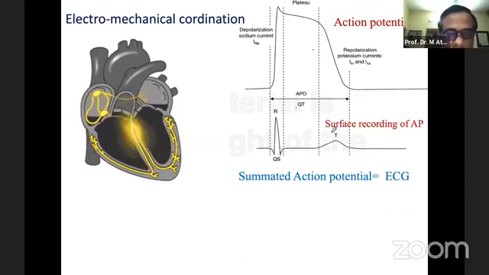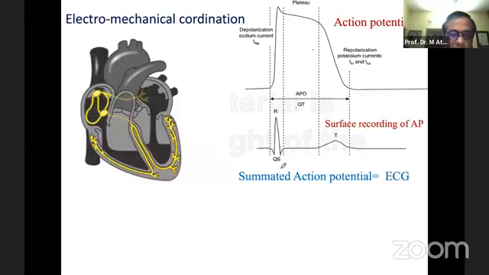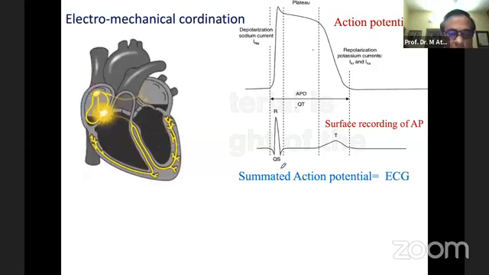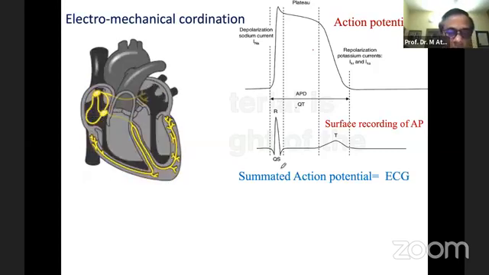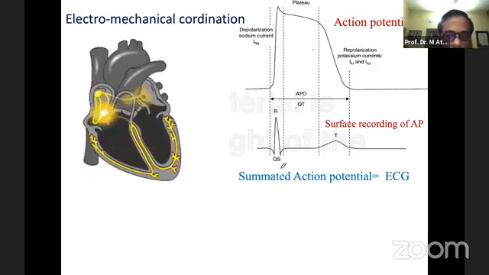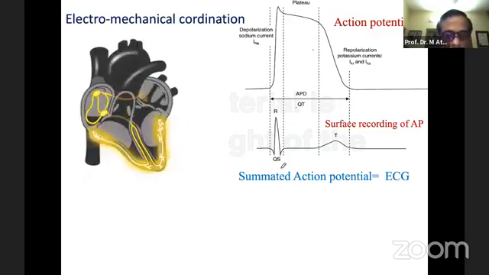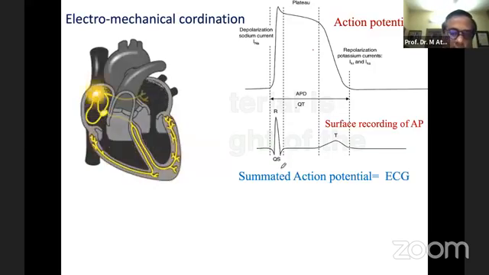And actually, ECG is the summated action potential. Summated means all the action potentials of all the myocytes of some parts of the heart, like the atrium or ventricle, some regional part. So this is the summated action potential of the ECG. ECG is the summated action potential. This is the action potential of the single myocyte.